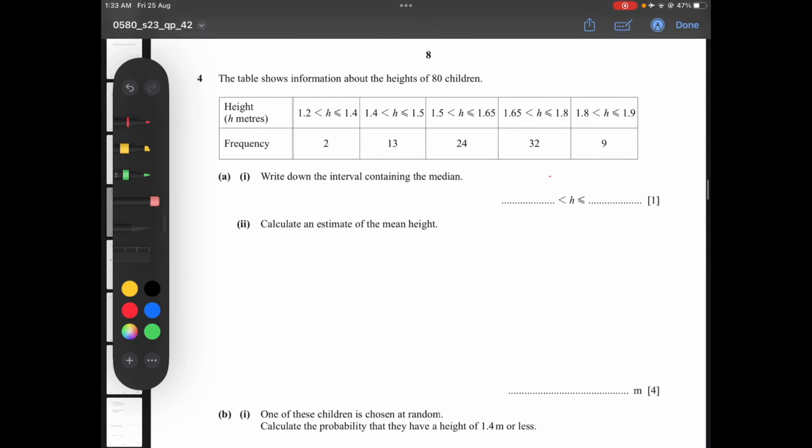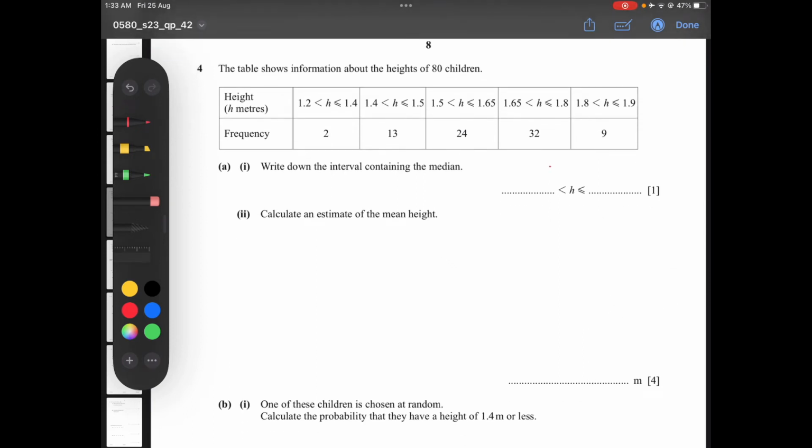Alright guys, now we're moving on to question number 4. The first part of this question says, write down the interval containing the median. Since the data is about 80, the median would be the data containing 40. So 2 plus 13 plus 24 is 39. So plus 32, so the median would be 1.65, in the group 1.65 to 1.8.